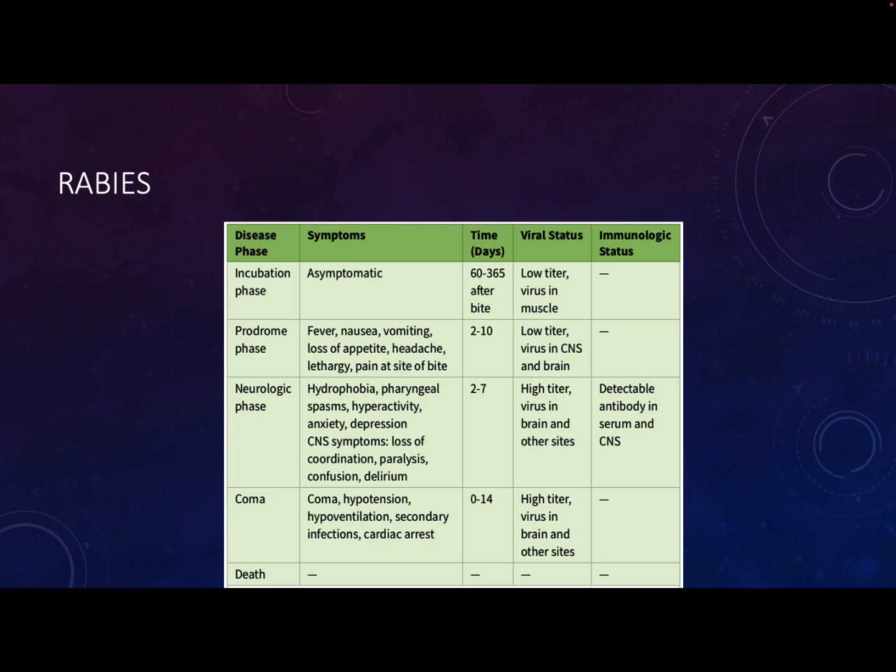And then the foaming at the mouth is because they can't swallow anymore. The throat is spasming, so they can't swallow the saliva, so the saliva builds up in the mouth and foams, and so that's what the foaming at the mouth is.